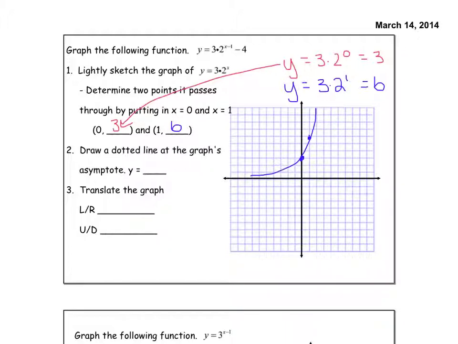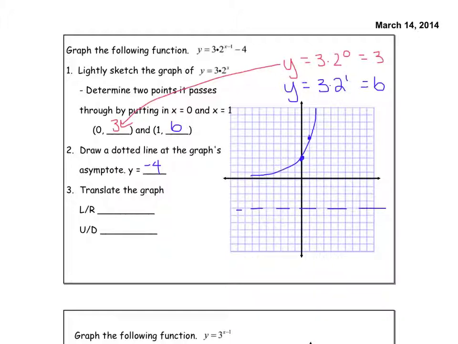Then next, you're going to draw a dotted line at the graph's asymptote. The graph's asymptote here is at y equals negative 4. So I put a dotted line through y equals negative 4. That's going to show me the line that it approaches, but does not cross.